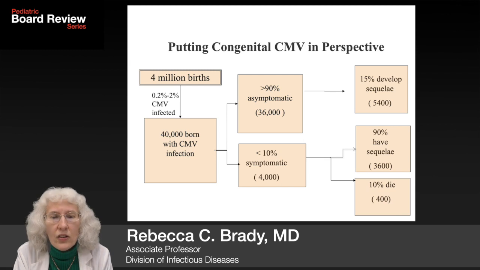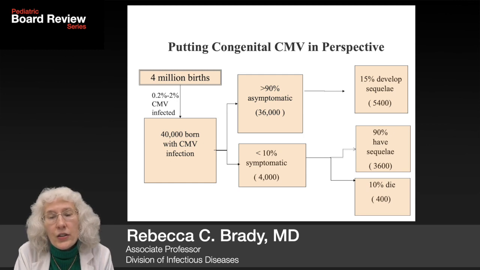So if we start out, per year there are about 4 million births, and anywhere from 0.2 to 2% are infected with CMV. So there's about 40,000 babies born per year with congenital CMV infection. Over 90% are going to be asymptomatic, that's going to be about 36,000. Less than 10% will be symptomatic, that's 4,000. Of those who are symptomatic, about 90% have sequelae, and about 10% will die.